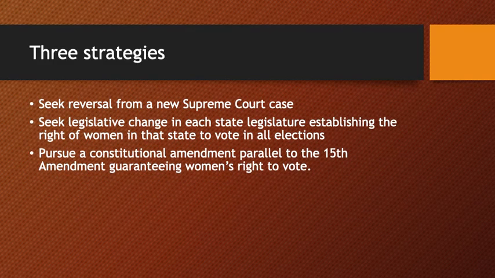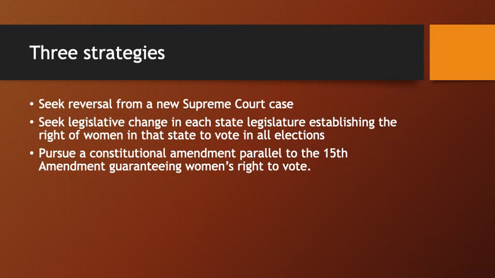So something new was needed as of 1873. The movement for women's suffrage was not willing to take defeat, and it had to arrive at a new strategy. And there seemed to be three strategies worth considering. First, to seek reversal from a new Supreme Court case, which seemed very unpromising given that it was a unanimous and unequivocal decision in the Minor case. Second, to work methodically with each legislature of states in the Union to seek change in each state legislature to establish the right of women in that state to vote in all elections. A laborious strategy, but one which could be pursued.